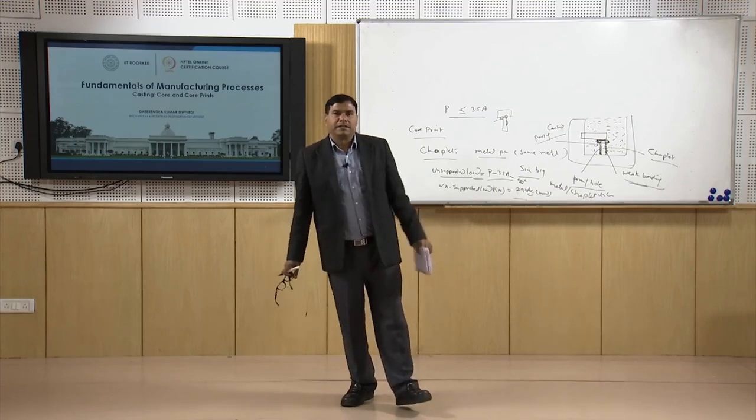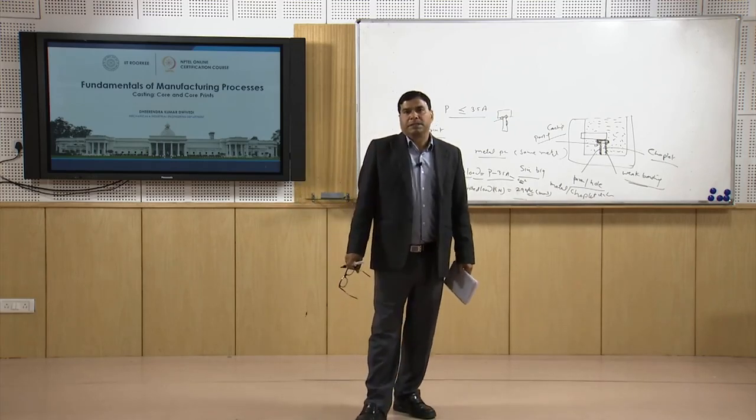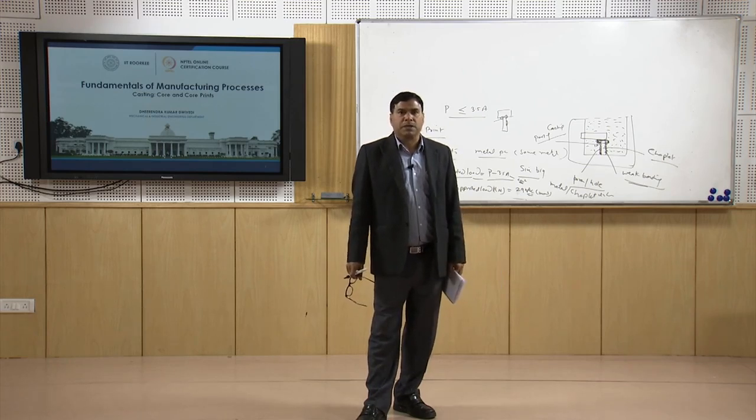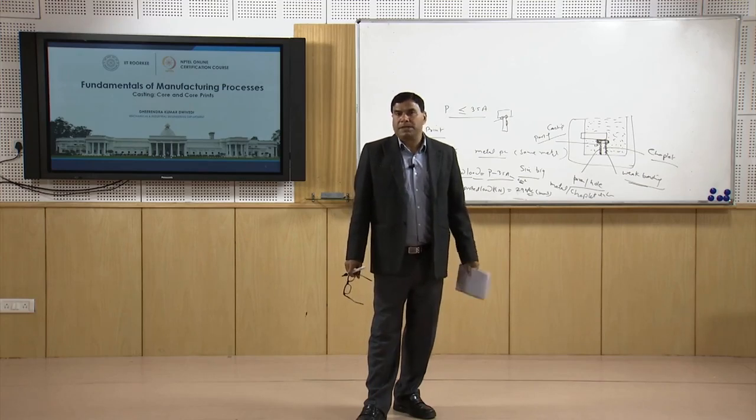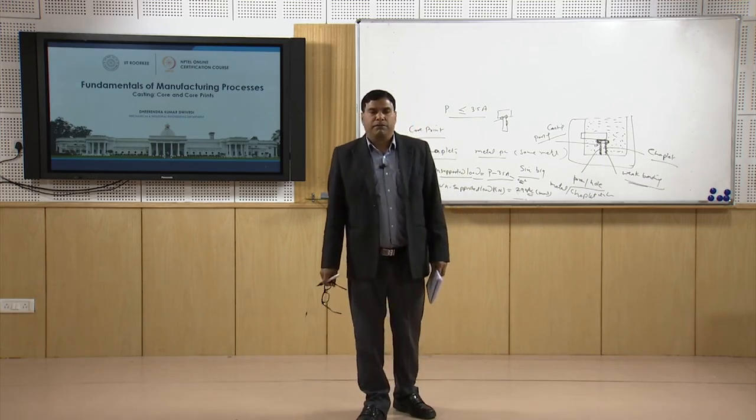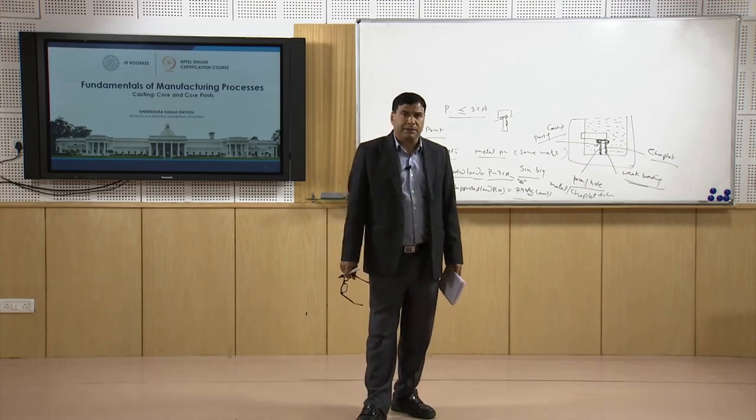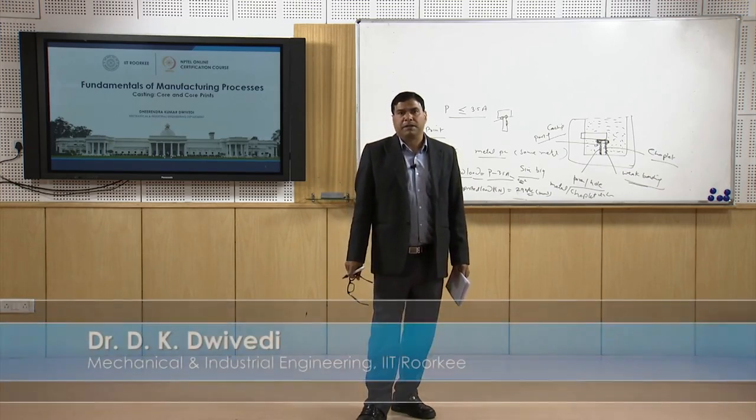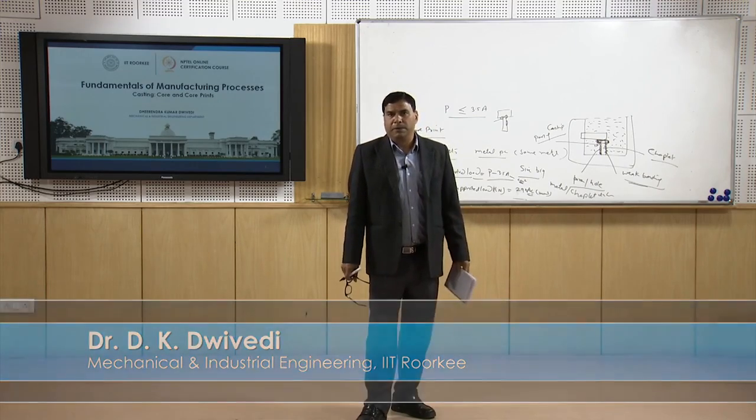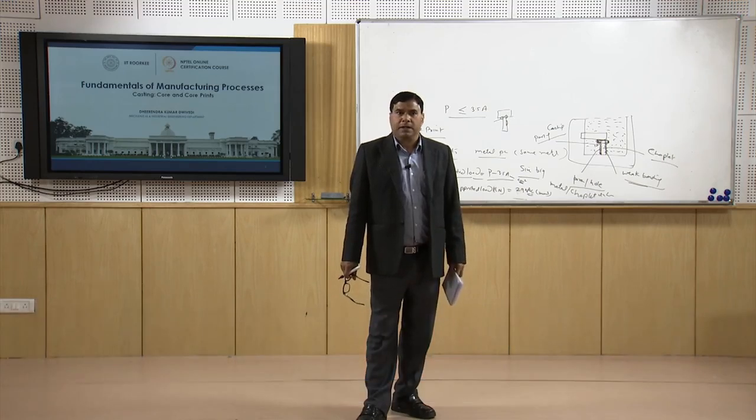Now, I will summarize this presentation. In this presentation I have talked about the role of the cores, different types of cores, how we determine the core print size, and what is the role of the chaplets, and how the chaplet size can be determined for handling the buoyancy force effectively, so that the core can be kept in position for producing the hole and the internal features at the desired location. Thank you for your attention.